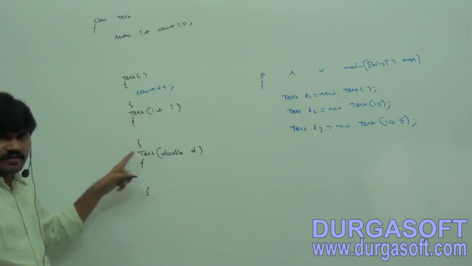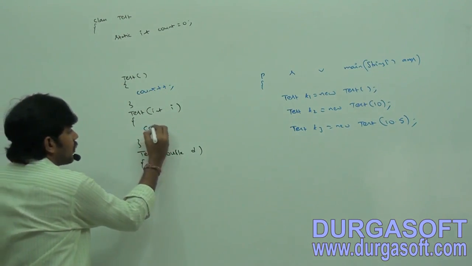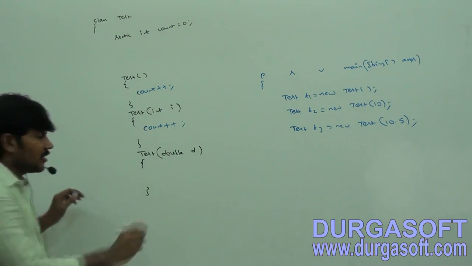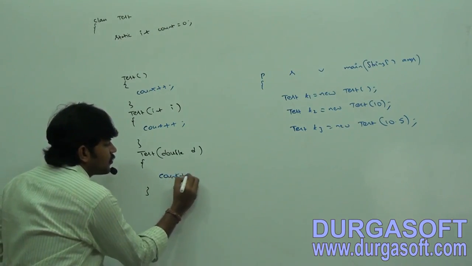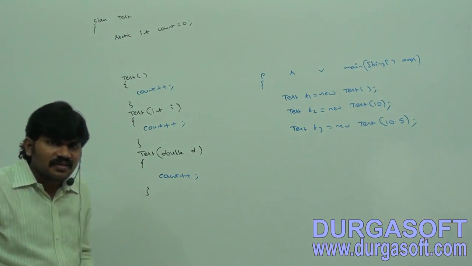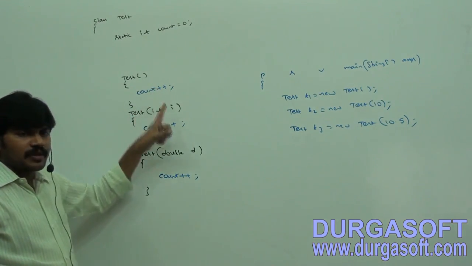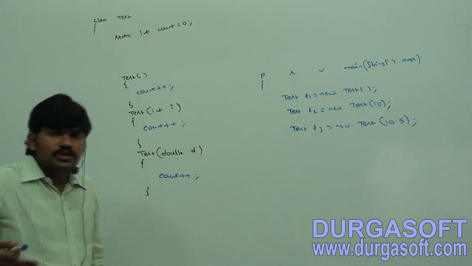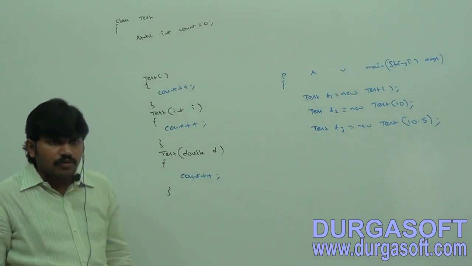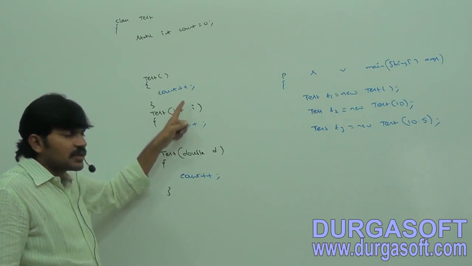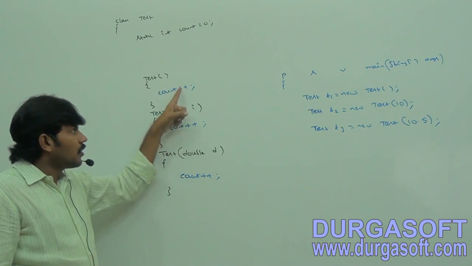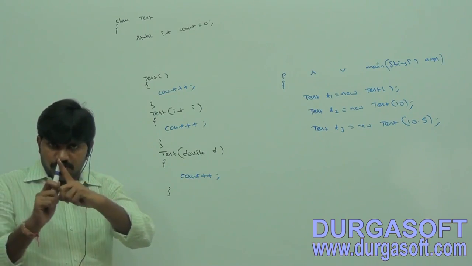Second time, I am calling this one. So, increment count plus plus. Third time, I call this constructor. Then count plus plus. Are you getting? How many times I have to write? 3 times count plus plus, because at runtime, which constructor you are going to call, we don't know. You may call first one or second one or third one. That's why in every constructor we have to write count plus plus. Code redundancy problem. One problem.